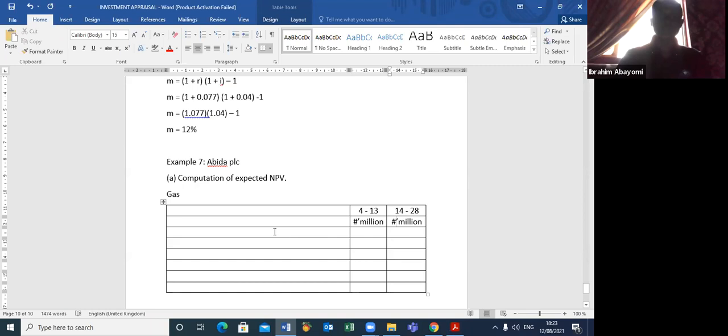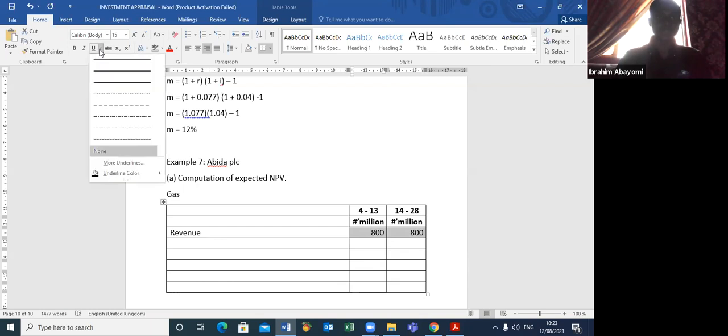Okay, so let's now go and start picking our information one by one. The first one we have is our revenue. Revenue we are told is going to be 800 million, whichever project is selected. So 800 million. Now, let us underline this. This is our total revenue.